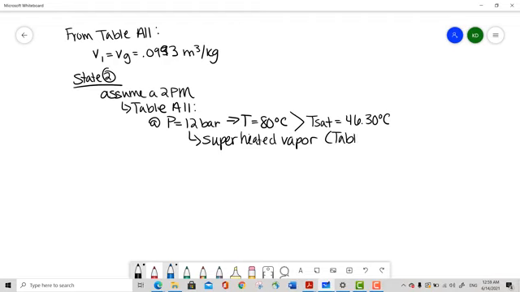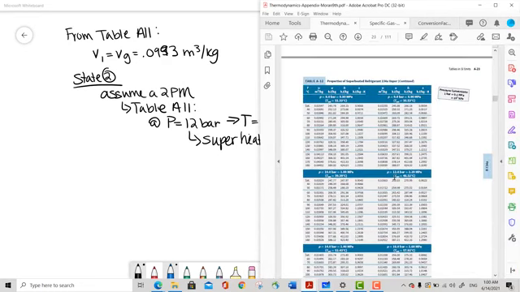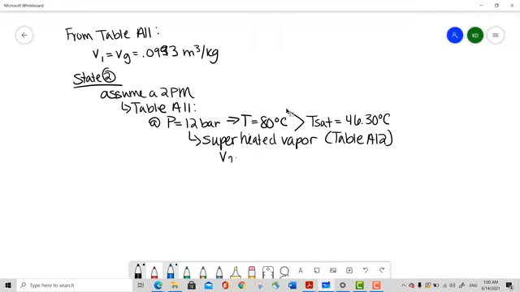And then that table is A12. And so then we will go down to 12 bar. So we're just going to scroll down here and then pick up this V, which is 0.02051 meters cubed per kilogram. So our V2 equals 0.02051 meters cubed per kilogram. And then now we can go and plug into that formula.